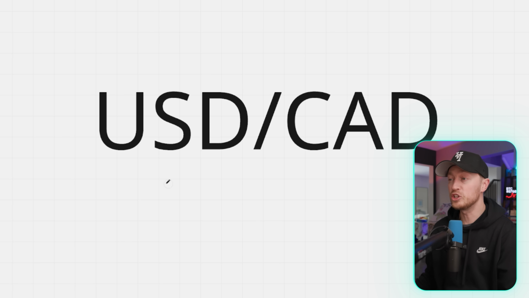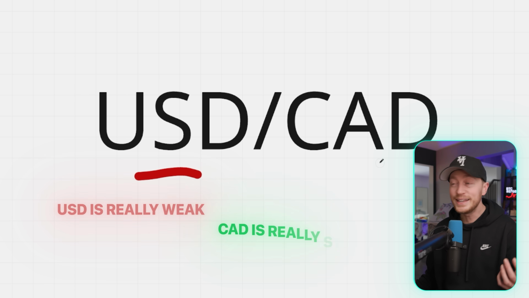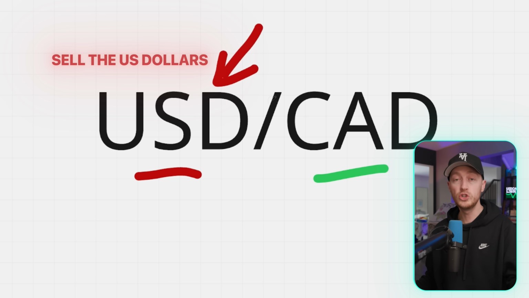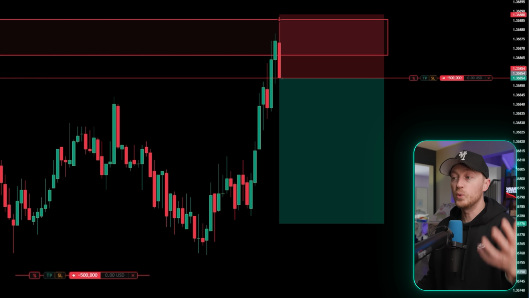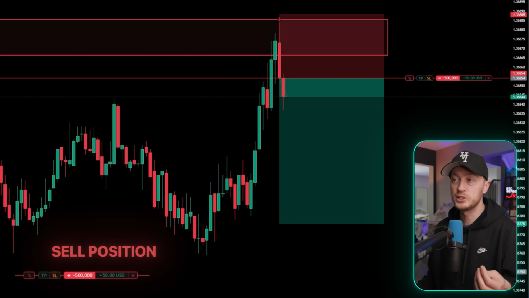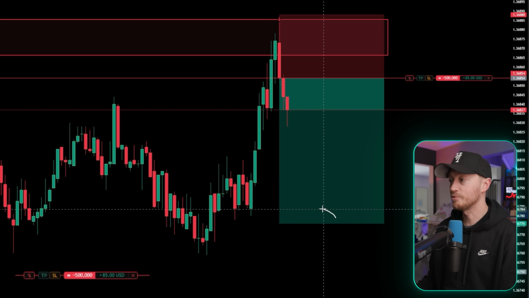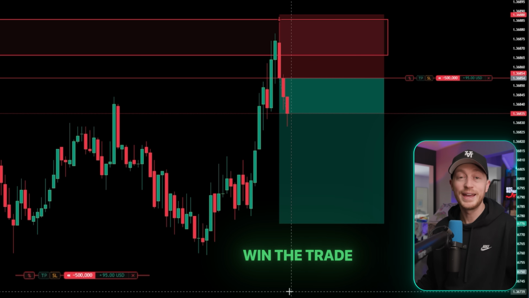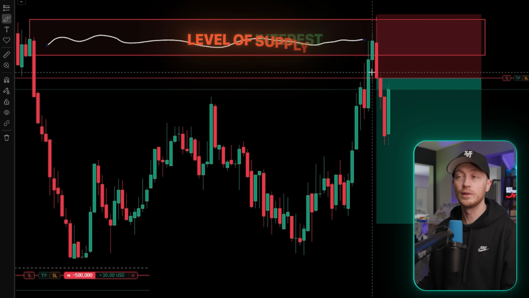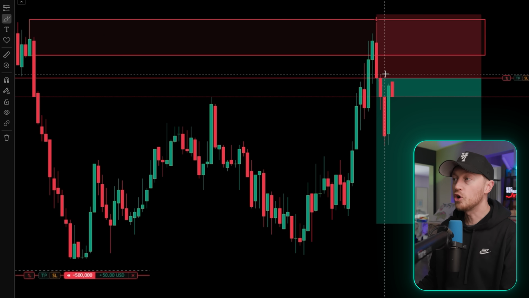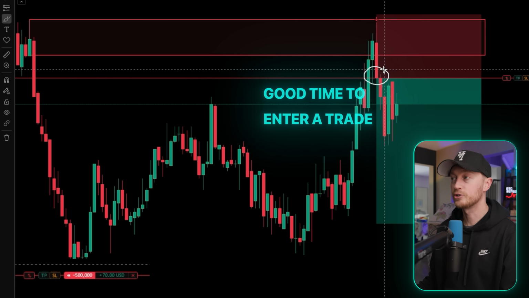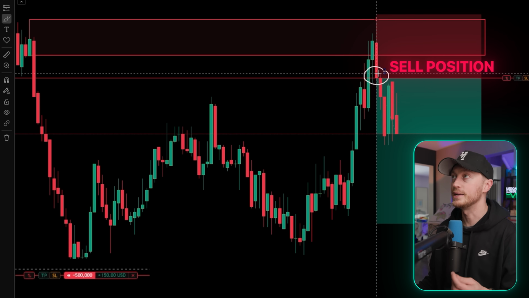Now let's say I think the US dollar is really weak and the Canadian dollar is really strong. Well, then in that case, I want to sell the US dollar. So I'm on the same US dollar Canadian dollar chart, but this time I'm doing a sell position. So if price comes to the bottom right here, I win my trade. And on this trade, I had a level of interest right there, a level of supply. When price reacted off of that level well, I thought it was a good time to enter a trade, so I entered my sell position from right there.